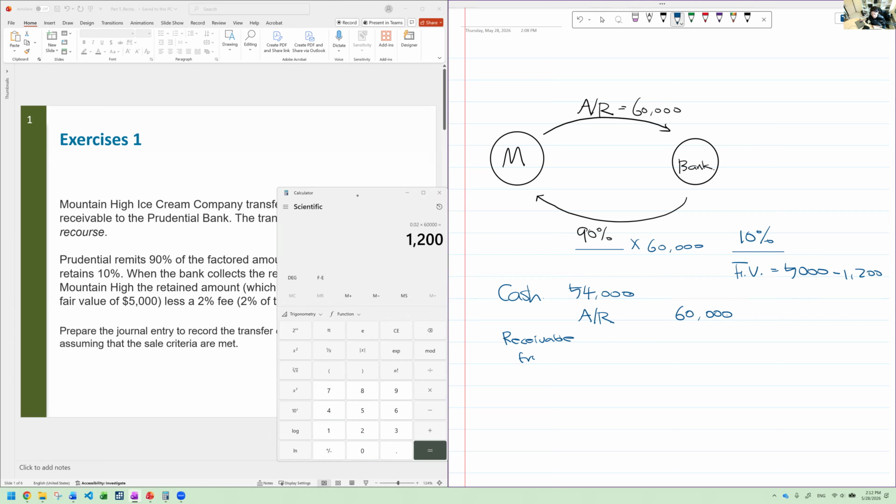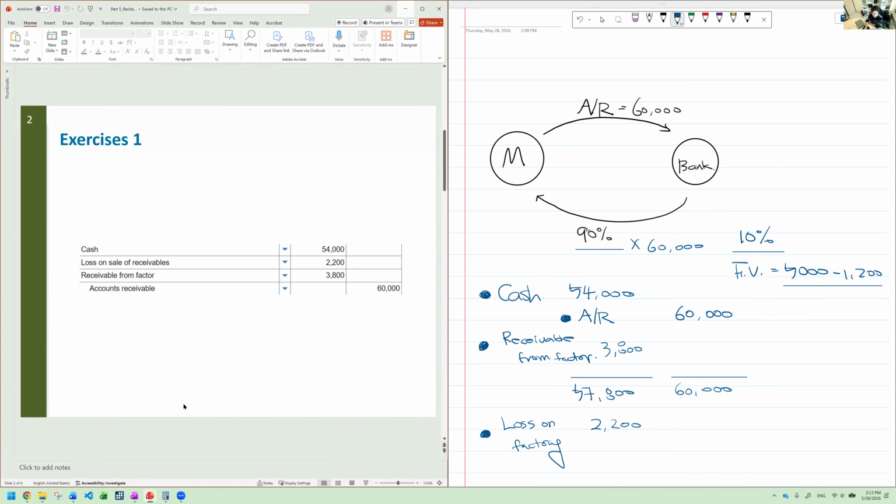Receivable from factor. The amount is the difference between $5,000 and $1,200, so the remaining receivable is $3,800. At this point, let's calculate the total on the debit side and the credit side. Credit side, $60,000. Debit side, $57,800. So we will have to plug in $2,200 on the debit side. You will record the loss on the factoring arrangement. So debit cash, credit accounts receivable, debit receivable from factoring, and debit loss on factoring. This is the journal entry that you record.